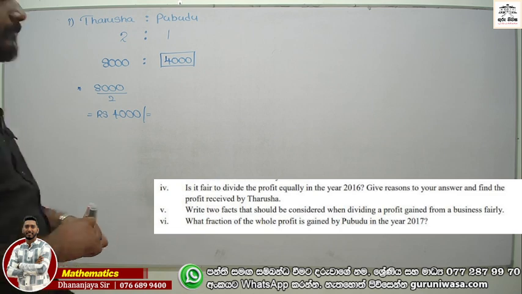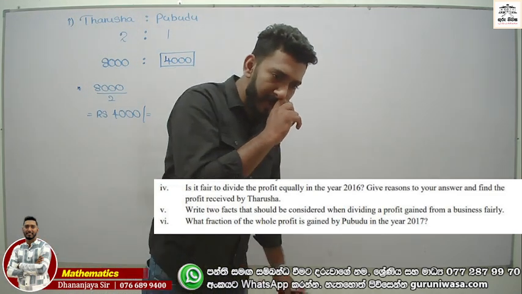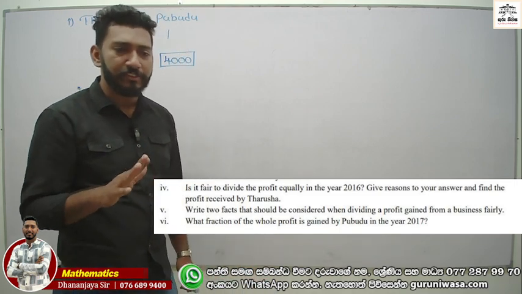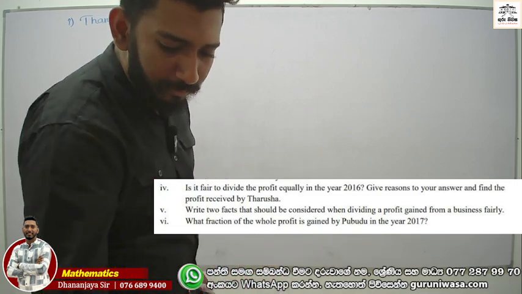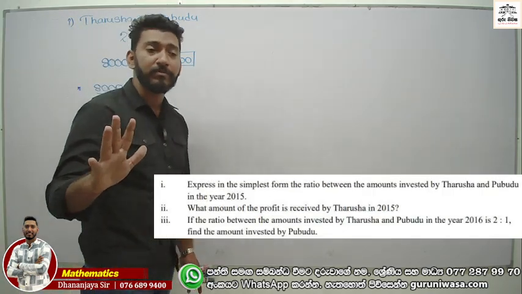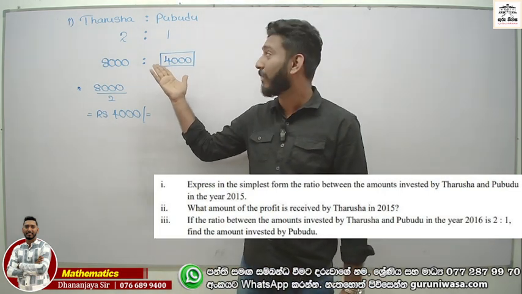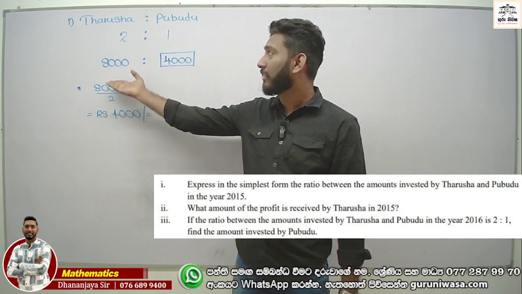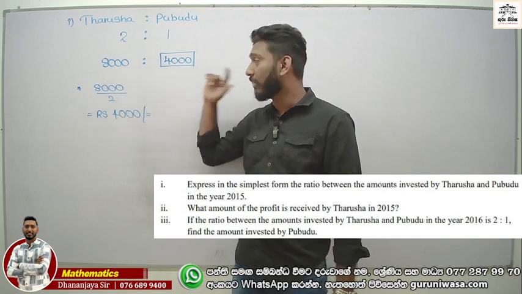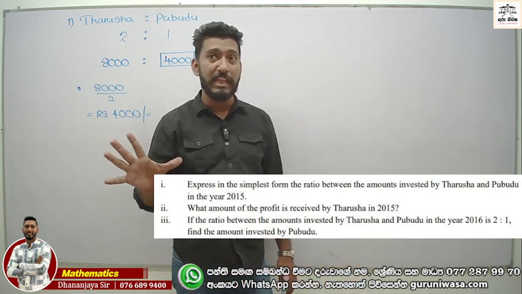Question number 4. Is it fair to divide the profit equally in 2016? Is it fair? No. Because why? The invested amounts are 8,000 and 4,000. The ratio between them is 2 to 1. It's not fair to divide equally.